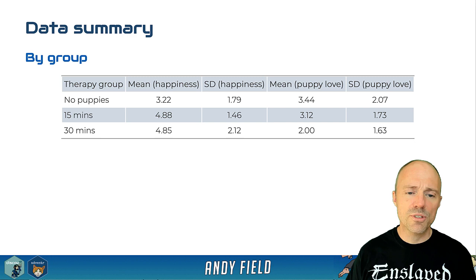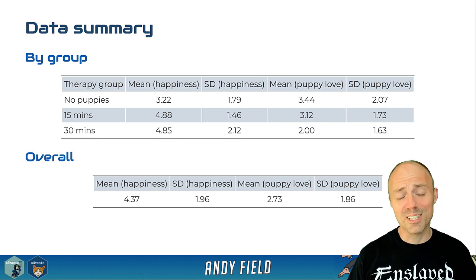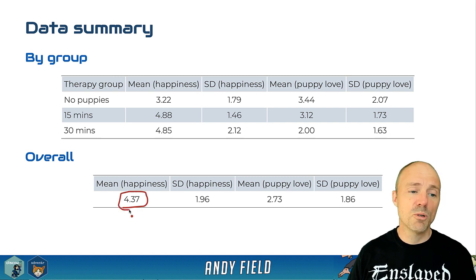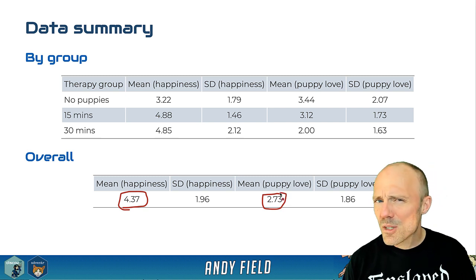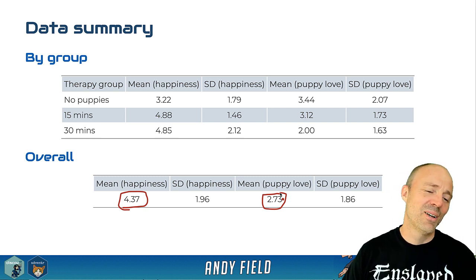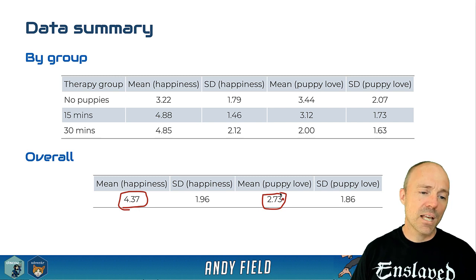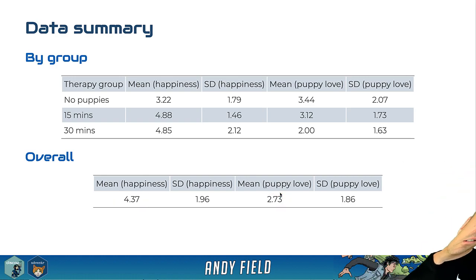Some of these values are going to pop into the lecture later on, so make a mental or physical note of some of them. If we look overall, collapsing across all the groups and ignoring which group people belong to, the mean happiness is 4.37, and the mean love of puppies is 2.73, which is pretty low, I think. Why would it not be? People should love puppies more than that on average, I would suggest. Anyway, just make a quick mental note of those values, because we will return to them. But that's a summary of what the data looks like.